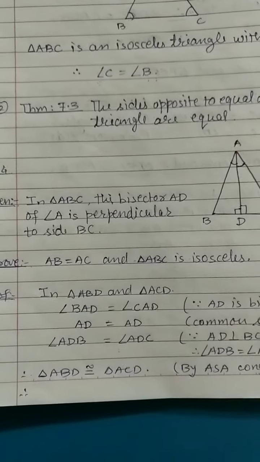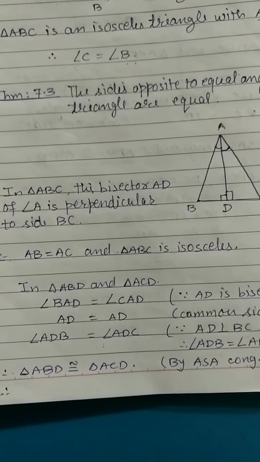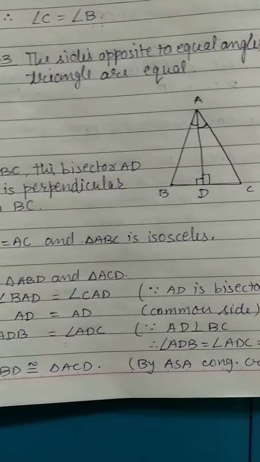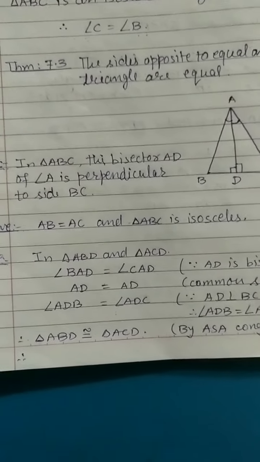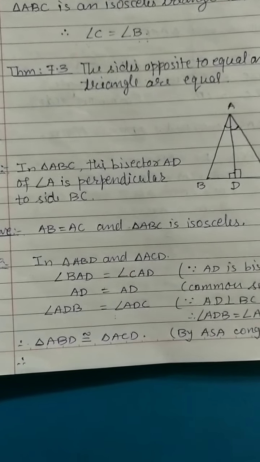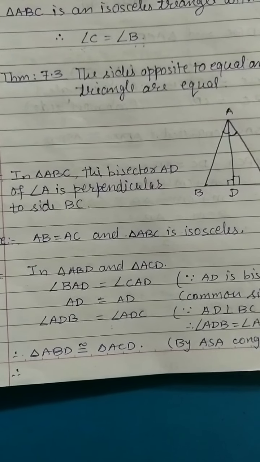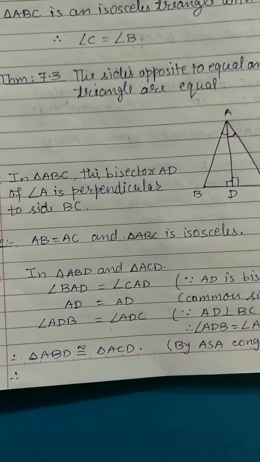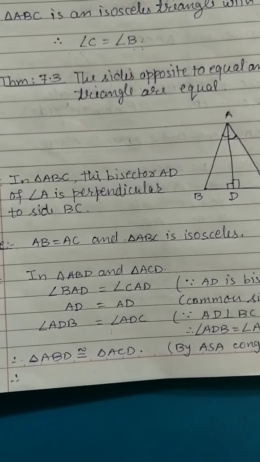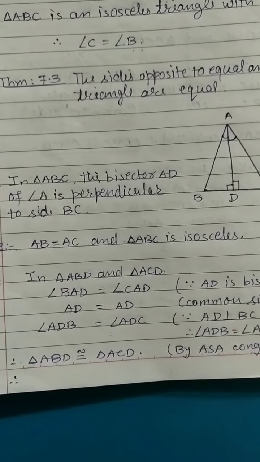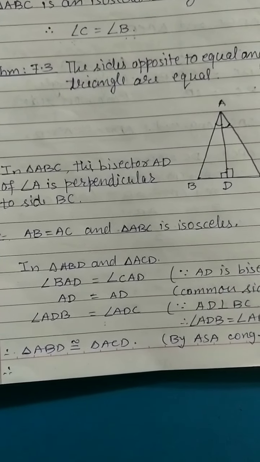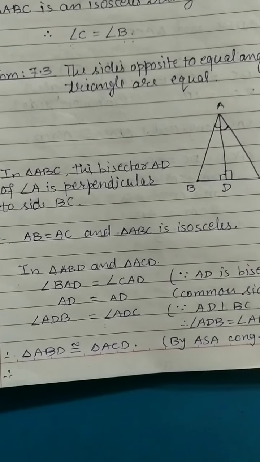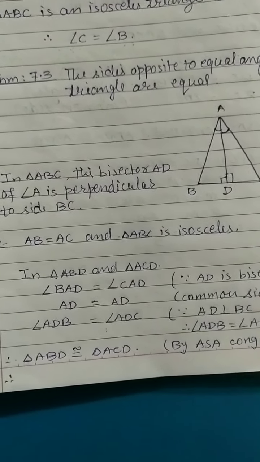See, example number 4. According to diagram ABC, what is given? Check that. In triangle ABC, the bisector AD of angle A is perpendicular to side BC. Now we have to prove AB is equal to AC, or we can say triangle ABC is an isosceles triangle.